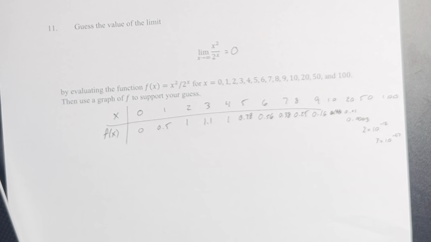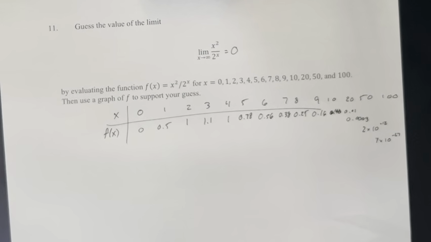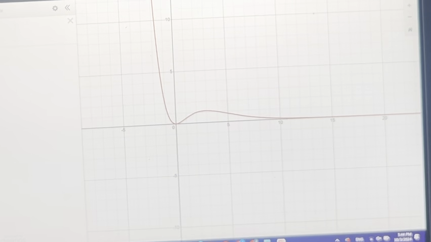This is sort of the actual bulk of this problem, and then we're asked to use a graph of this function to support your guess. You can pull this up on a computer or a calculator. I will pull it up right here. If we turn off this light so you can see the screen, we can see that just as we saw, the value of the function gets larger for a little bit, and then it goes off to 0.